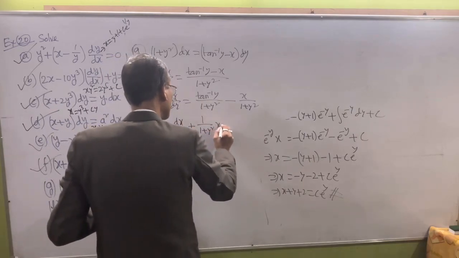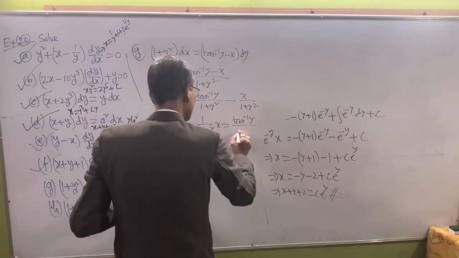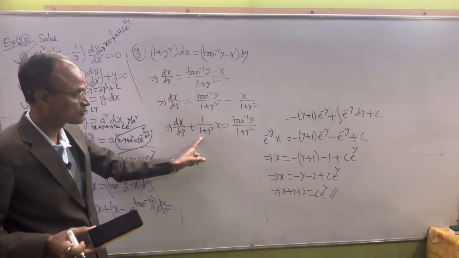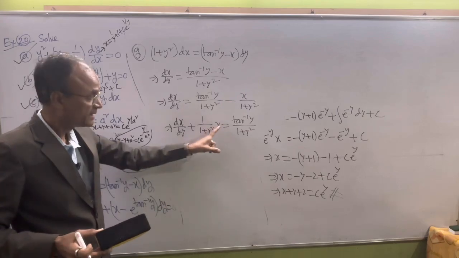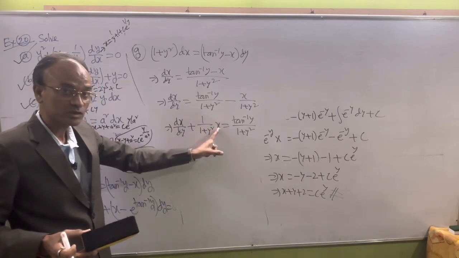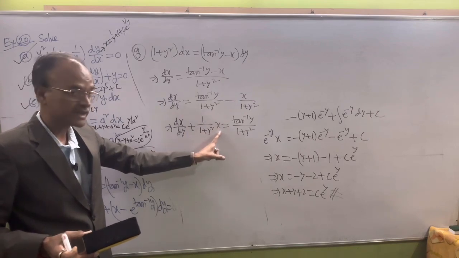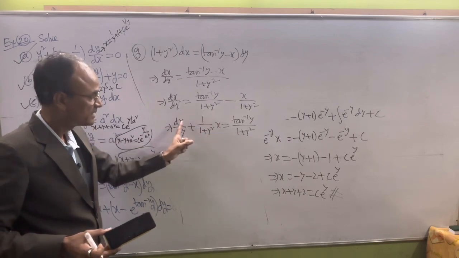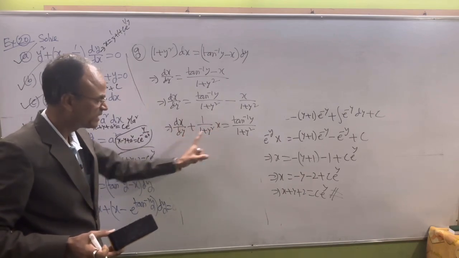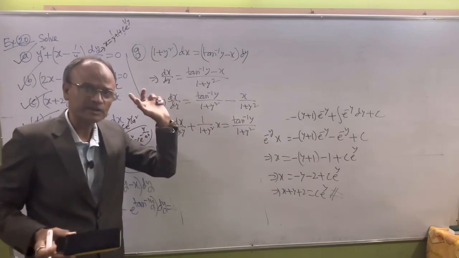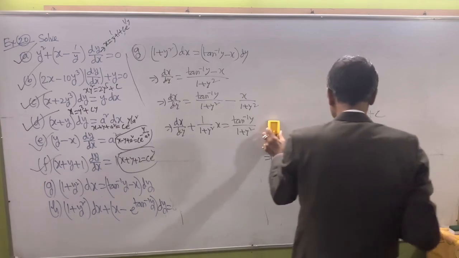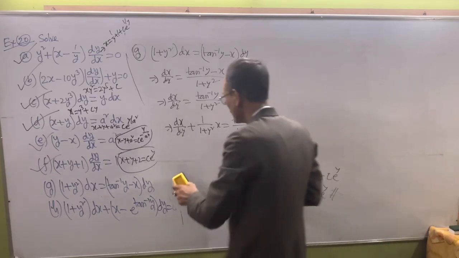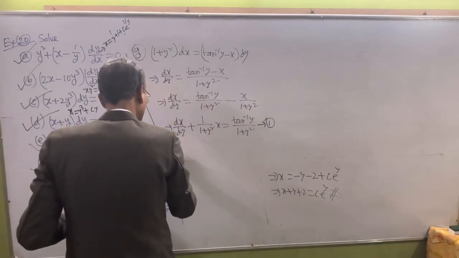plus x by 1 plus y square is equal to tan inverse y by 1 plus y square. Now see, it is linear. dx by dy, compulsory x and a function of y, it is also a function of y. Here it should be x, not x to the power minus 1, not e to the power y, e to the power x or like that. It must be x, or x square, it must be x. Here dx by dy, x, function of y, it means linear. Suppose this is number 1. 1 is linear in x.